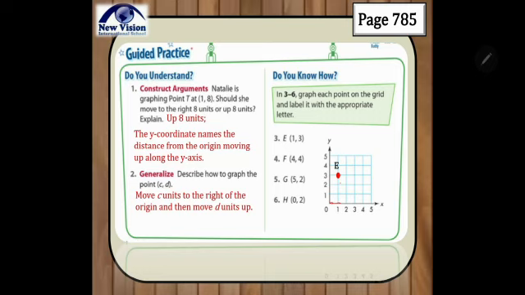Next, we have point F, so that is (4, 4). 4 units to the right of the origin and then 4 units up. So here is point F. Next, number 5, point G, that is (5, 2). So from the origin, we have 5 units to the right and 2 units up. So here is our point G. And last, number 6, point H, (0, 2). So here is our point H.